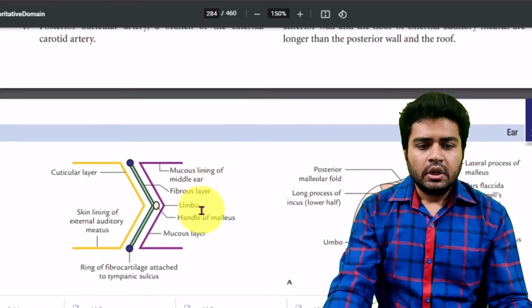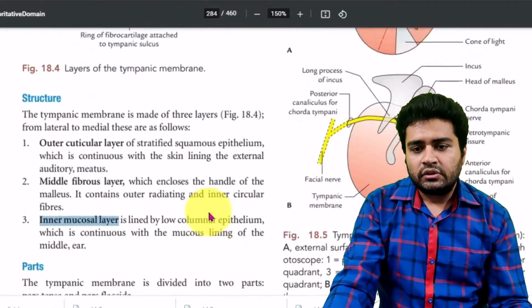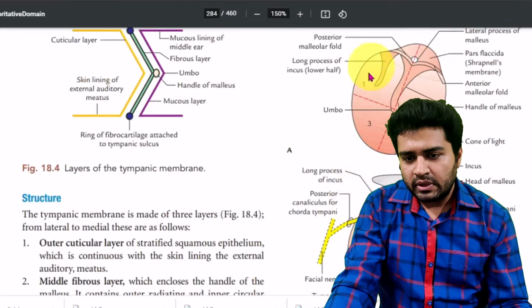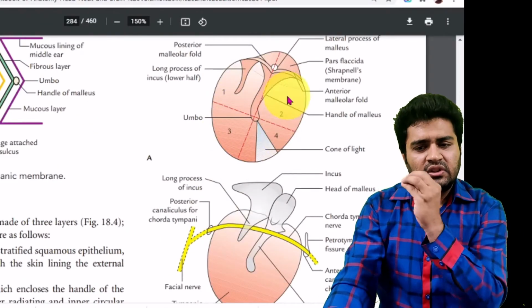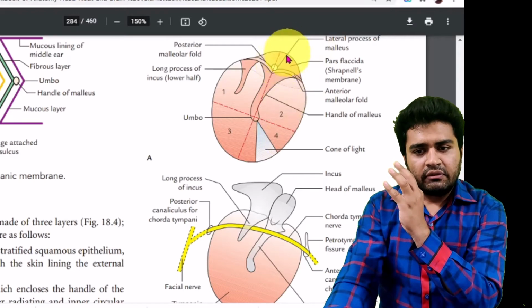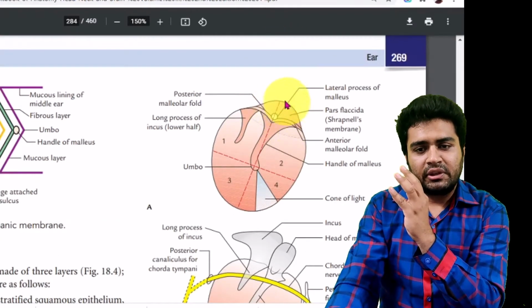Now the parts of the tympanic membrane. It is divided into 2 parts. What are those 2 parts? The larger part is known as the pars tensa. And the small part is known as the pars flaccida, which is also known as the Shrapnell's membrane.